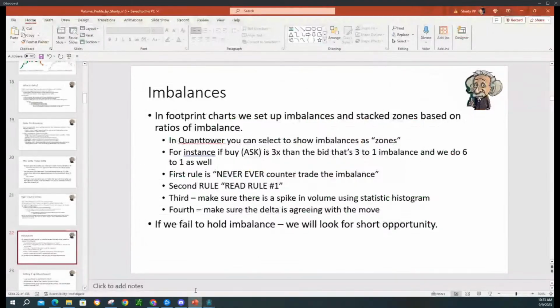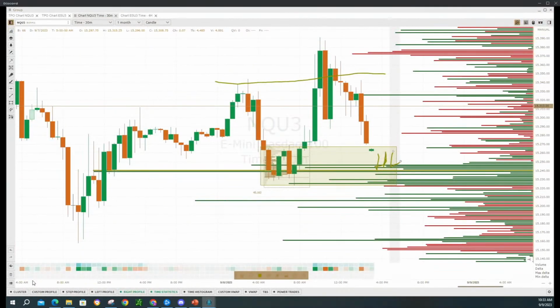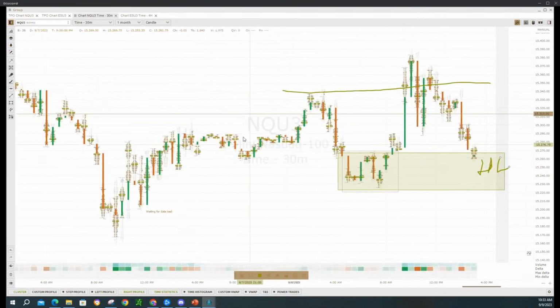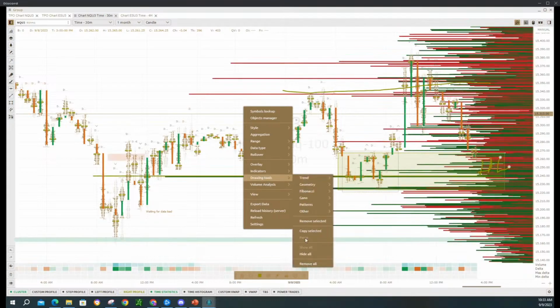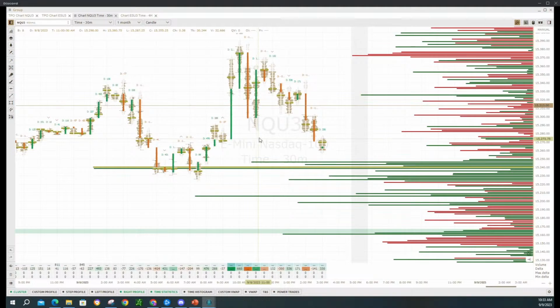Okay. So does everybody understand imbalances? I'll go here on a footprint chart so you guys can see. Is there anyone that's confused about imbalances? Is that Quant Tower that you're using now? Yeah, this is Quant Tower.